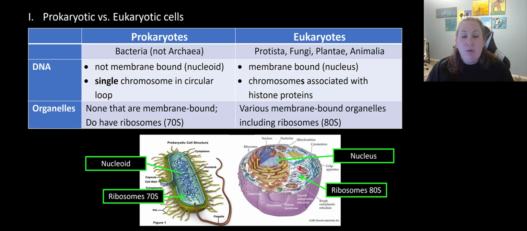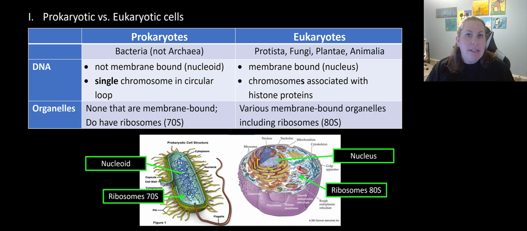For one, the groups of organisms that are part of that. So prokaryotes are going to be made up of bacteria, and we're not going to talk about archaea here. Archaea is one of those that doesn't fall into the category of being pathogenic, and so we're not going to discuss them. In the eukaryotes, though, these are going to be the protista, the fungi, plantae, and animalia. So those are going to be those four kingdoms that we talked about in the previous video.